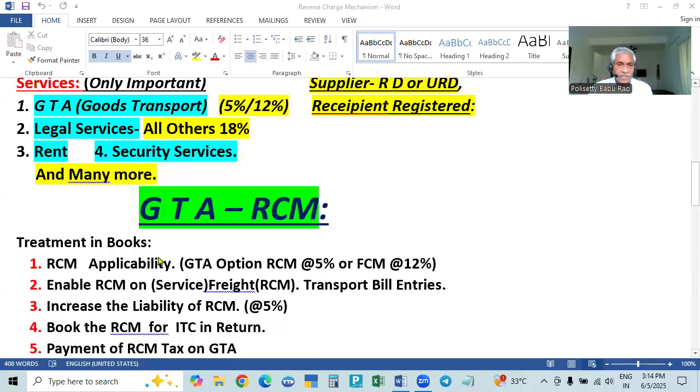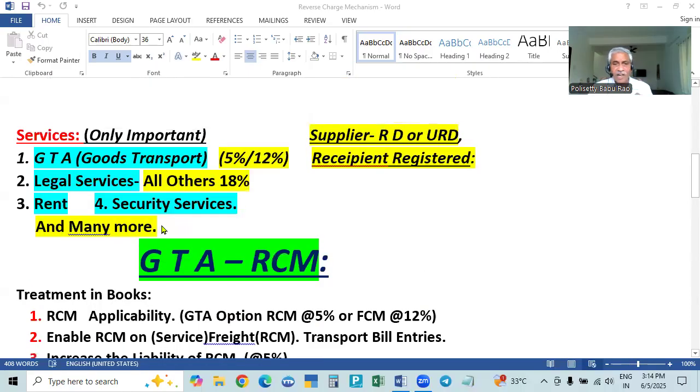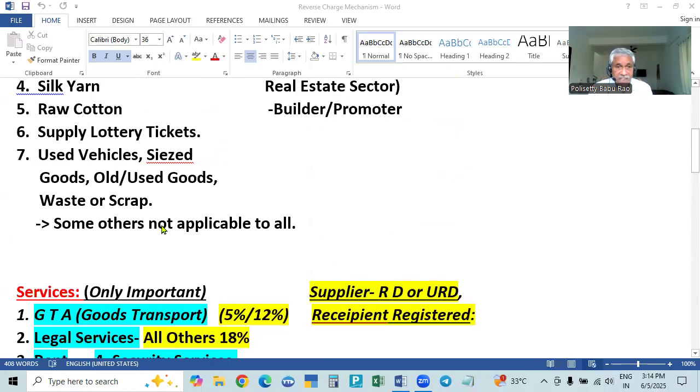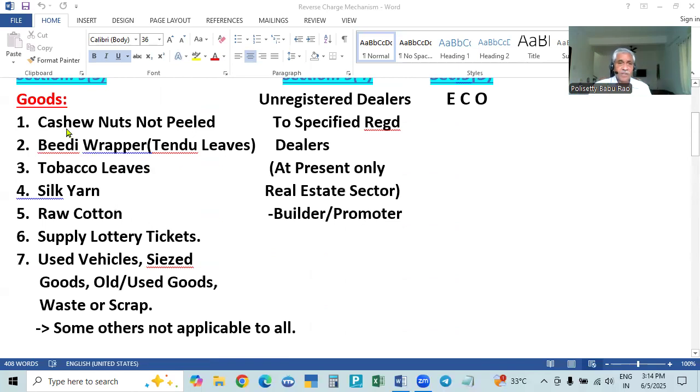In this case, 16 goods and 18 services were given, and one newly added. There are totally 19 services in this case, and goods are given. There are some important goods I am telling you. Cashew nuts not peeled, that is raw, taken from the tree, is called not peeled cashew nuts. And beedi wrapper, that is tendu leaves, means beedi leaves.